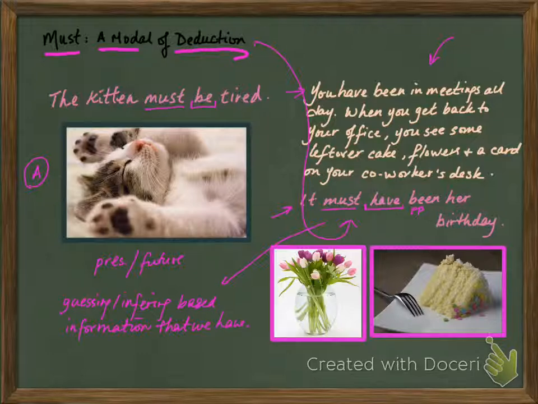In the above picture in A, we see the cat is sleeping, so we can guess that the cat must be tired. In number 2, we see the evidence of some cake and some flowers, and there's a card on the desk, so we're going to guess that it must have been her birthday. At some point during the day she had a celebration, but you weren't there, so you don't know for sure, you're just guessing. Let's look at another example.